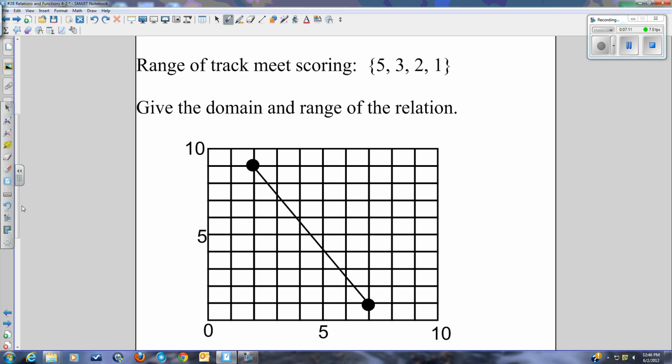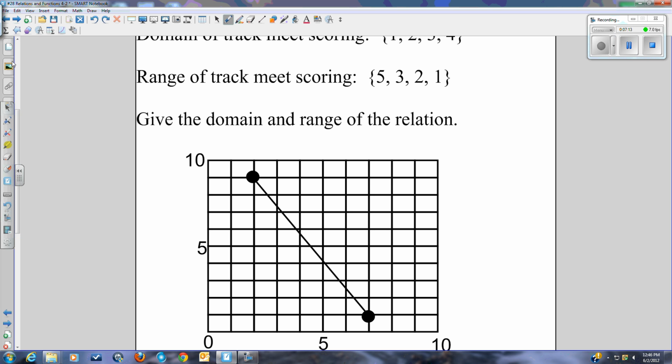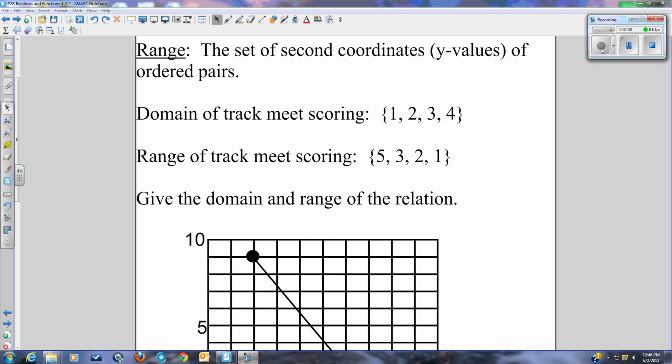No, I'm sorry, that is the next example. Let's go back up. Going back to our example on the track meet scoring, the domain was the place that you could have. If we went back to that first diagram, you could place first, second, third, or fourth, so that was your x value. Your y value was the number of points that you could earn.